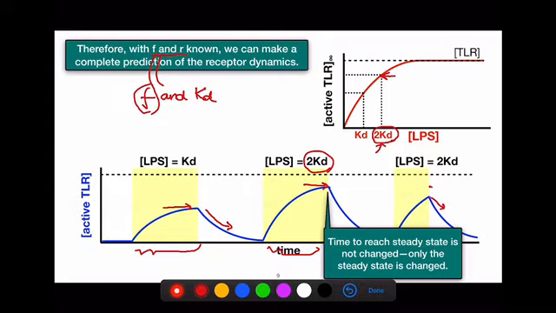So you can do this on your computer, and you can put in all sort of different concentrations of LPS over time, and you can see just how much of TLR will become active.